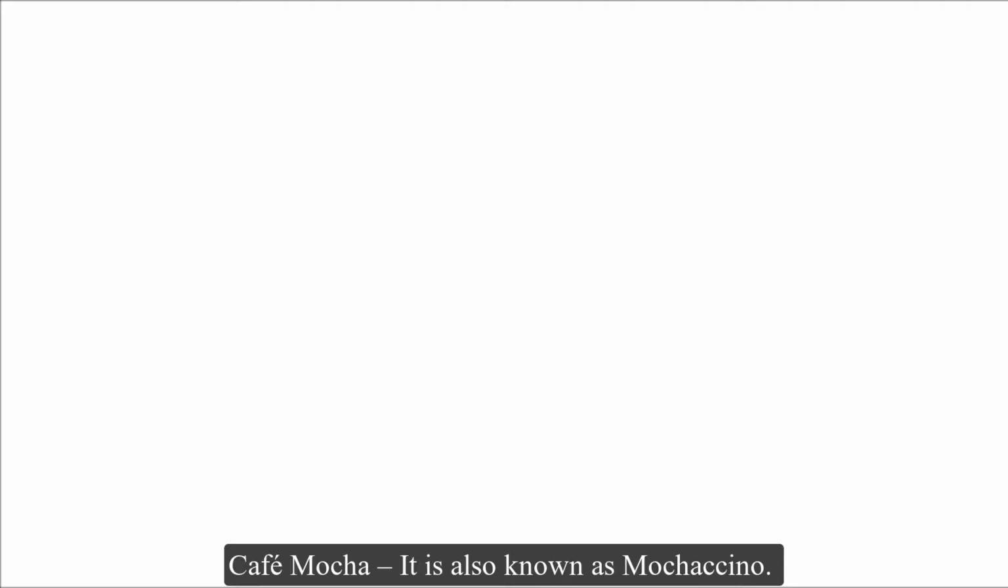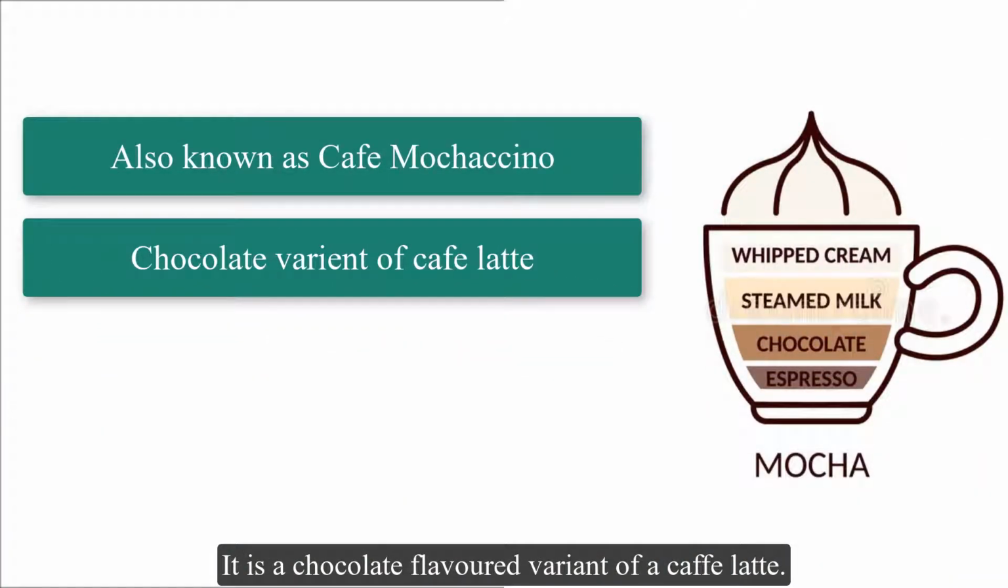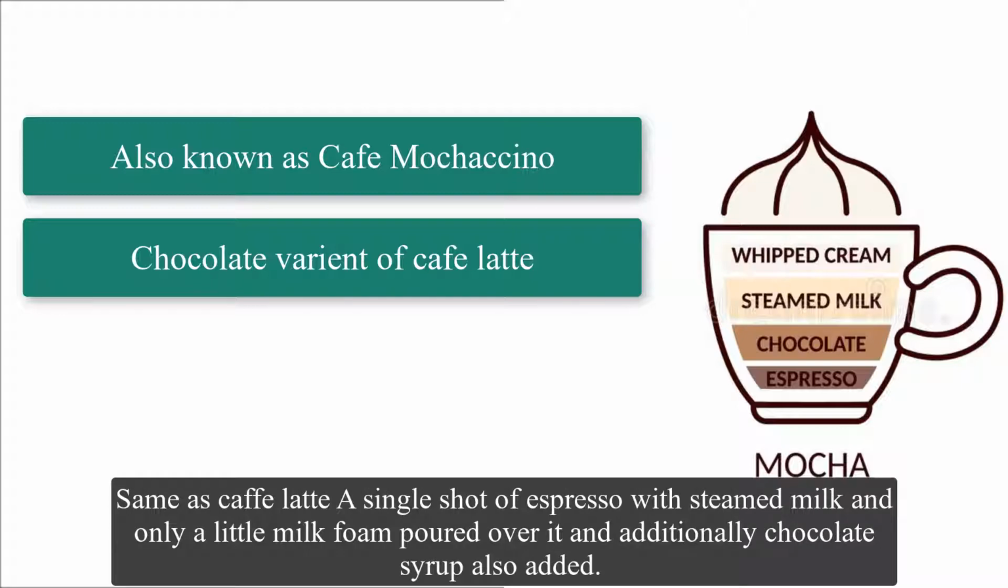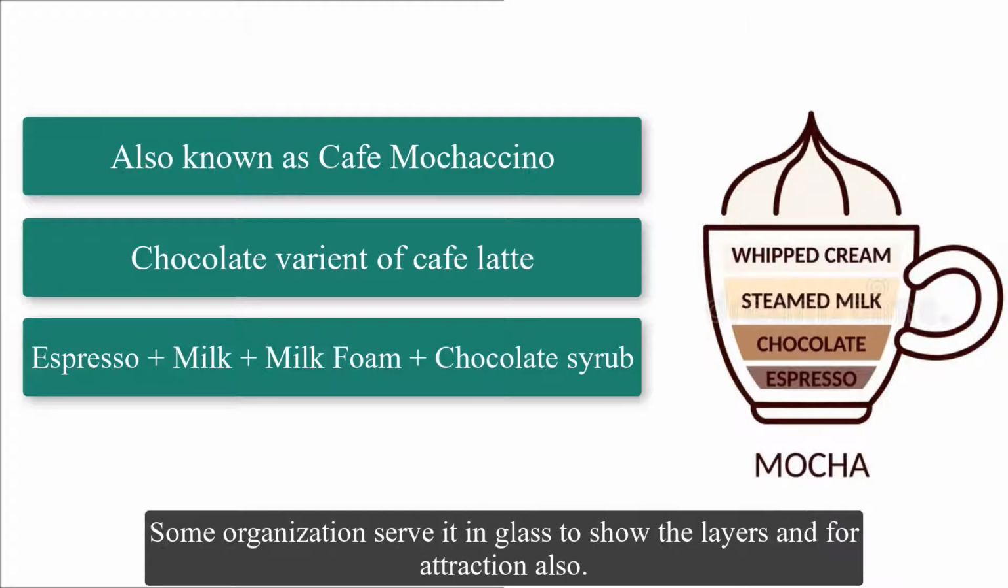Next one is cafe mocha. It is also known as mochaccino. It is a chocolate flavored variant of a cafe latte. Same as cafe latte, a single shot of espresso with steamed milk and only a little milk foam poured over it. And additionally, chocolate syrup is also added. Some organizations serve this mochaccino in a glass to show the different layers and for attraction also.